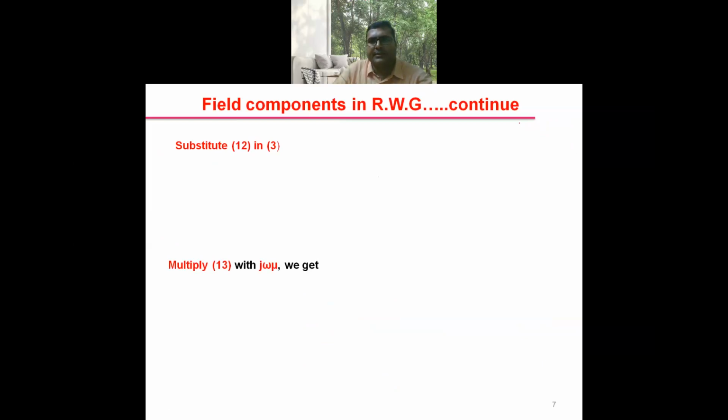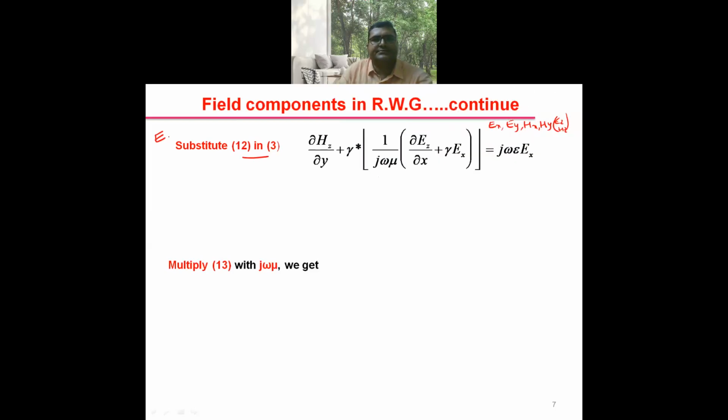The field components are Ex, Ey, Hx, and Hy. We are going to derive the field components Ex, Ey, Hx, Hy in terms of Ez and Hz only. Now substitute 12 in 3 to get the field component Ex. Substitute 12 in 3 and rearrange. We get equation 13.